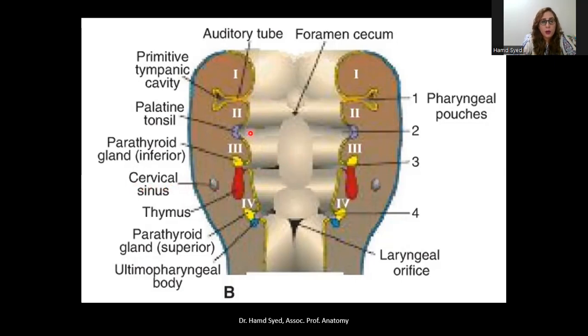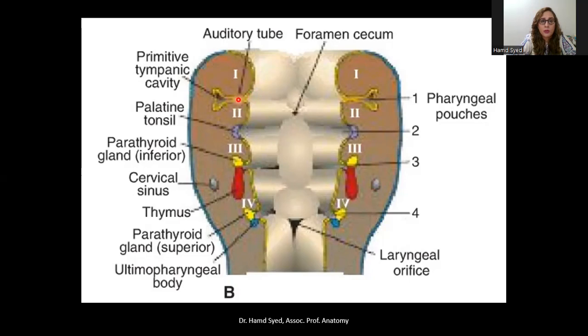Let's look at the pharyngeal pouches over here. The pharyngeal pouches 1, 2, 3, 4. The pharyngeal pouches present on the internal surface, lined by endoderm, they give rise to some important structures, and you have to keep in mind those structures which are derivatives of the pharyngeal pouches.